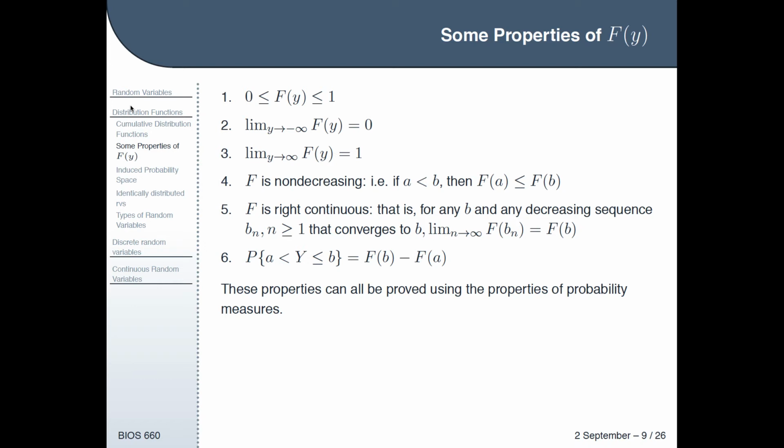As epsilon goes to 0, that's going to converge to the probability that Y is less than or equal to a, so hence it's right continuous. However, it does not necessarily need to be left continuous. You can create distribution functions where there are occasional jumps. And you can also show fairly easily that the probability that Y is between a and b is just going to be F of b minus F of a. All of these are fairly straightforward to prove rigorously using the probability properties that I've discussed earlier.